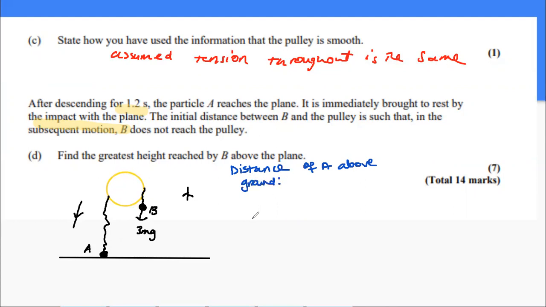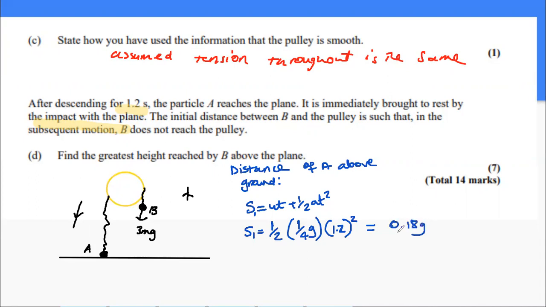To do that, I'm going to use s equals ut plus a half at squared. I'm going to call this the first distance, s1. Now s1 is equal to, remember the initial velocity is 0, so this cancels out. I'm just left with a half, and the acceleration was a quarter g, as we were told in the beginning, and t is 1.2 seconds, squared. This gives me 0.18g. Now I'm not going to round anything because I'll round it at the end.